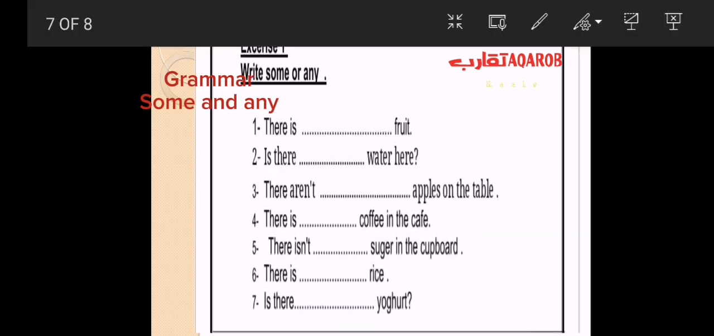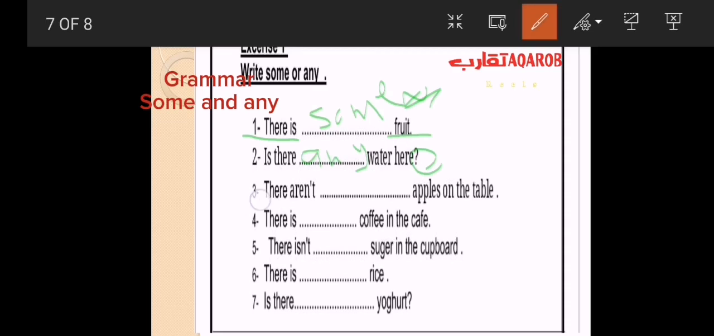Now let's do this exercise together. We will write some or any. There is some fruit. Fruit is a noun. Is this sentence affirmative, negative, or a question? It's an affirmative, so we use some. Now let's continue. Is there any water here? It's a question, so in a question we use any. Good job, bravo. Number 3, there aren't any apples on the table.